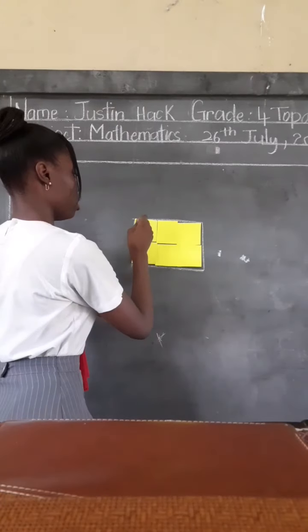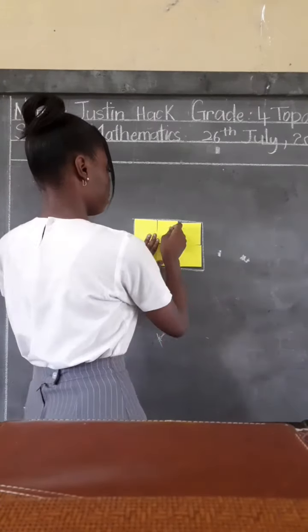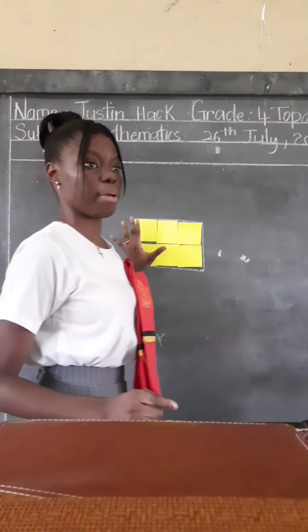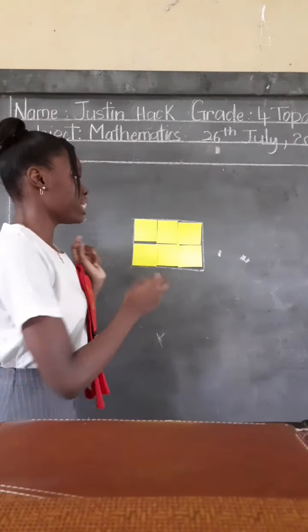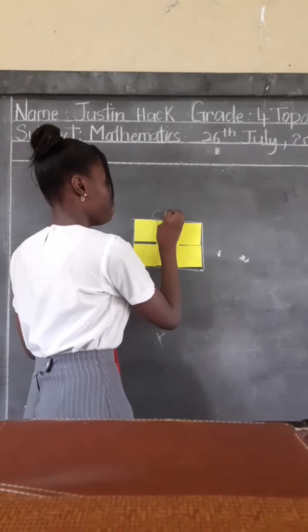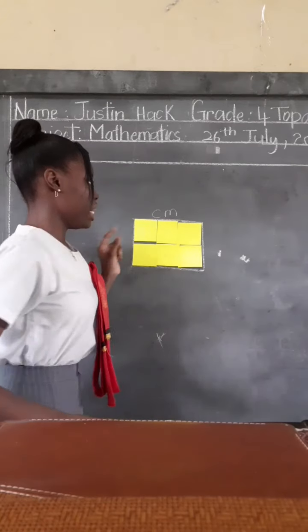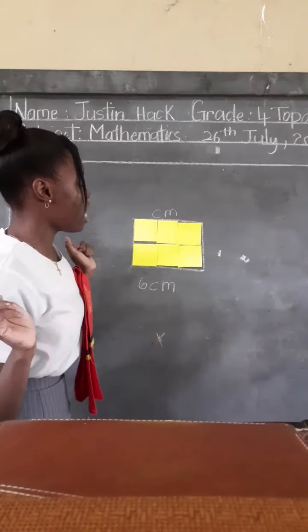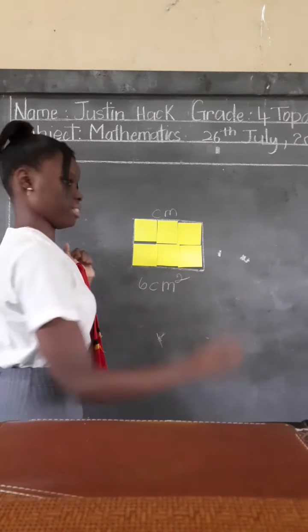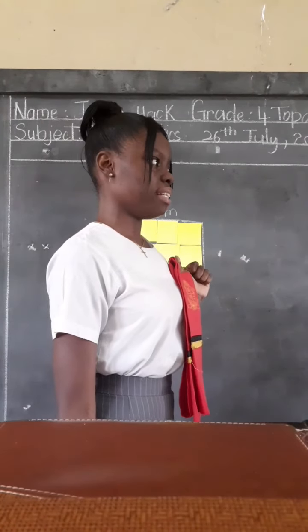So we have 1, 2, 3, 4, 5, 6. So this rectangle, or this shape, has an area of 6 something squares. So whatever unit, if we're using cm or m, it is 6 centimeters. And what do we have our answer in? Squares. Everybody think they get that?